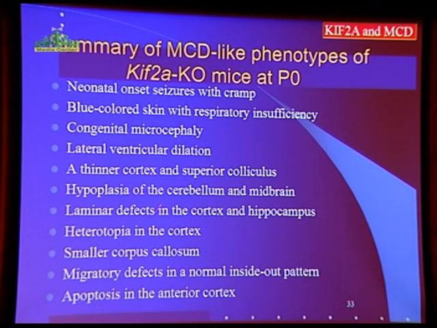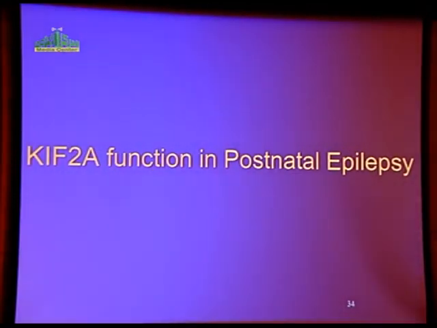So this is a summary of the MCD-like phenotype of KIF2A knockout mice. Neonatal onset seizure and thinner cortex and superior colliculus and hypoplasia in cortex, smaller corpus callosum, and so on. And the apoptosis occurs. So next, why epilepsy occurs? The mechanism of epilepsy.